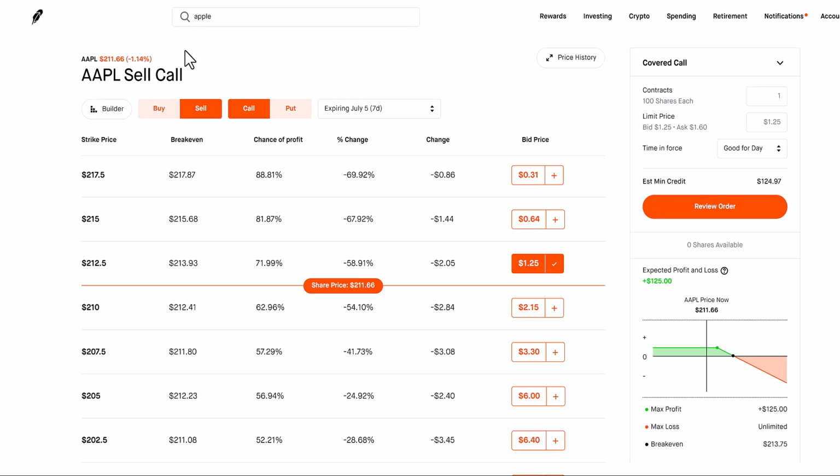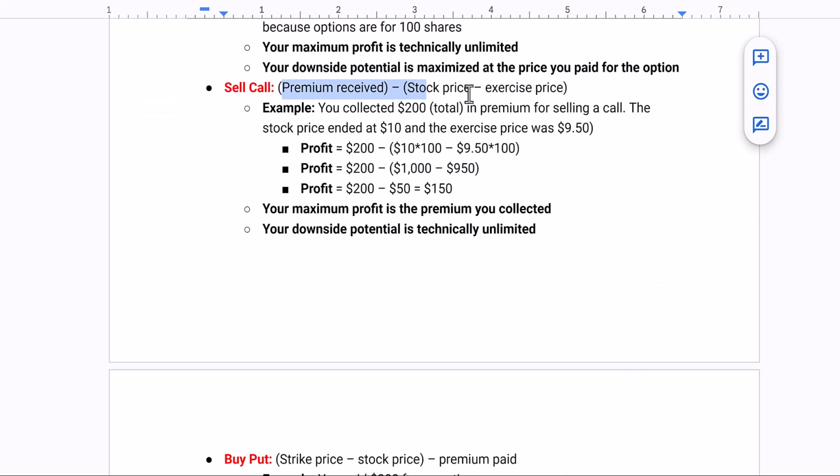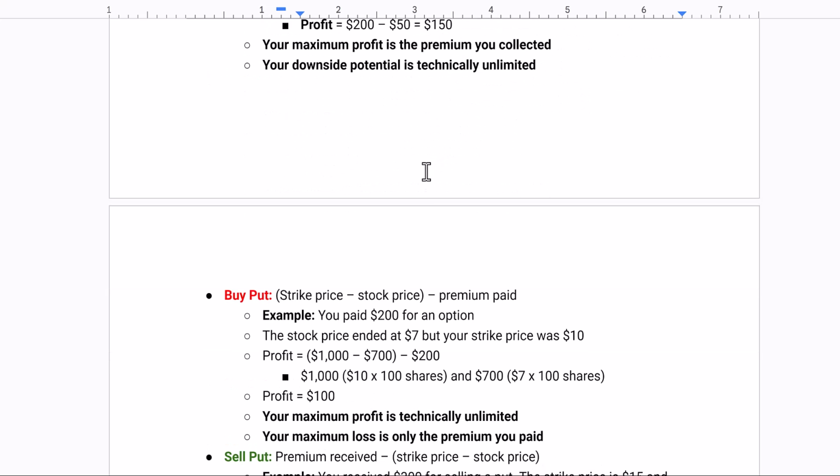And if it doesn't, that's when you start to maybe lose money, because of the difference in the price you paid for the stock and things like that. But the overall formula is the premium you received minus the stock price minus the exercise price. For example, if you got $200 in selling premium, the stock price was at 10, and the exercise price was $9.50, you multiply these by 100 because of 100 shares. Your profit would be $200 minus 50, so you got 150. Remember, your maximum profit is the premium you collected. Your downside potential is technically unlimited.